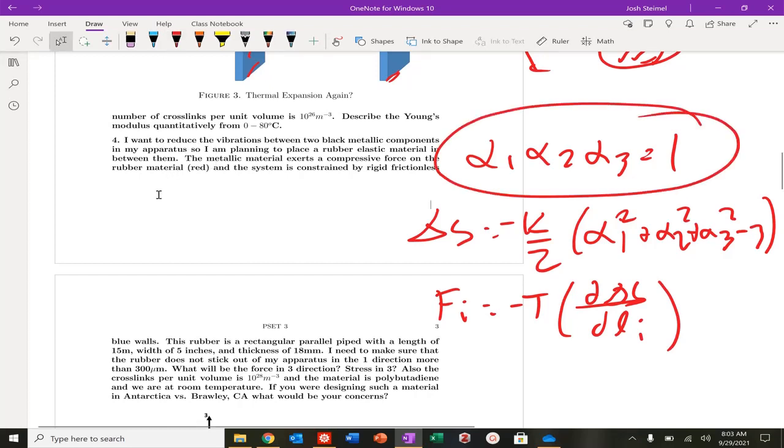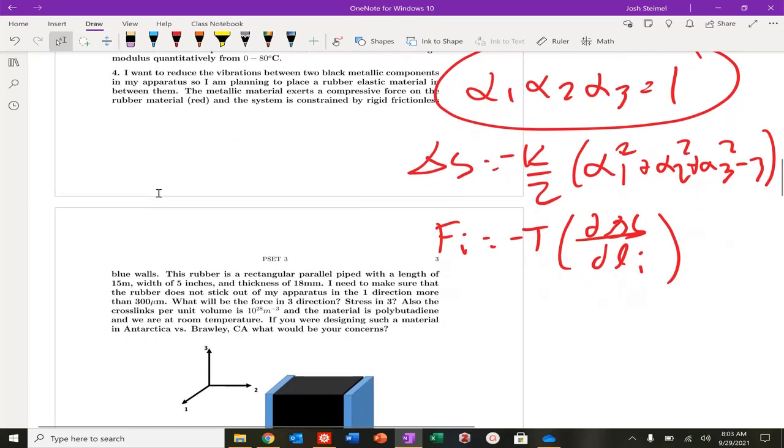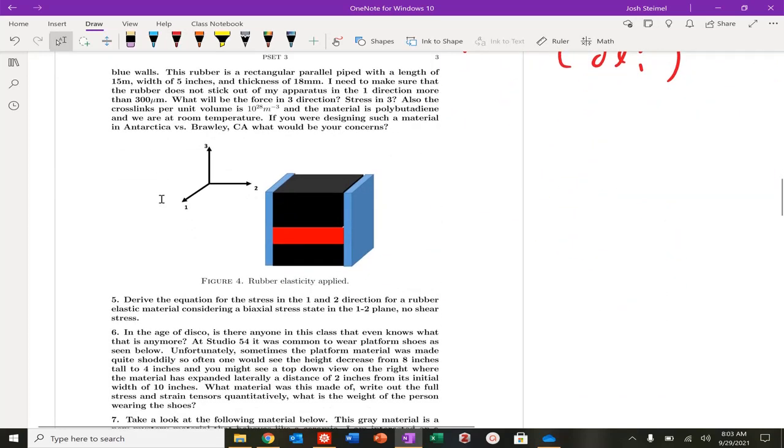So I placed my rubber elastic material and there's a compressive force that these black blocks exert on here. So my rubber is red. It's a rectangular parallelepiped with a length going into the boards in the 1 direction of 15 meters. My width here is 5 inches. And then my thickness here is going to be 18 millimeters. So I need to make sure the rubber does not stick out of the apparatus in the 1 direction more than 300 micrometers. So I'm constrained here. I also have these walls on the 2 side that constrain the material from expanding there. So I need to figure out what's the force in the 3 direction.